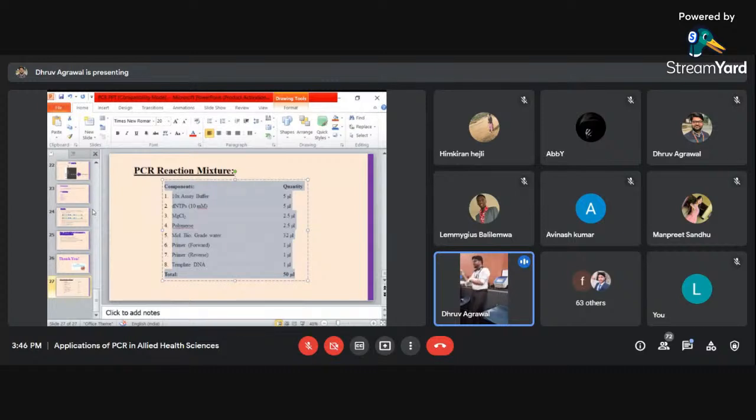Can I add any liquid in picometer? No. The unit of liquid is liter. It is microliter, not 50 ml. The reaction volume is 50 microliter. It is on the screen also, so if you are connected with the screen, you can see the composition. The total reaction volume is 50 microliter.